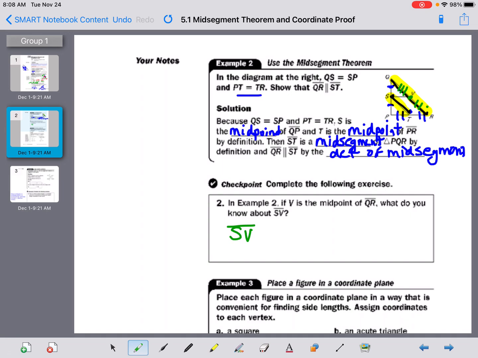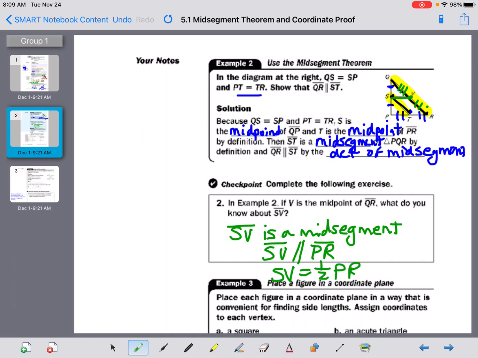Well, S was a midpoint, V was a midpoint. So what does that make SV? SV is a mid-segment. Okay, and because it's a mid-segment, it's going to be parallel to its opposite side, which is PR, and it's going to be exactly half the length of PR. Okay, so as soon as you know something's a mid-segment, you have 2 rules about it. It's parallel and it's half the length.